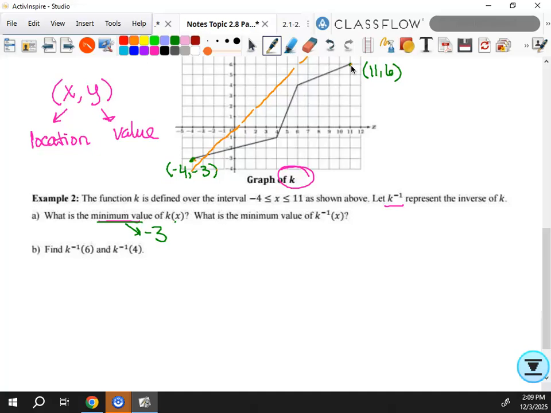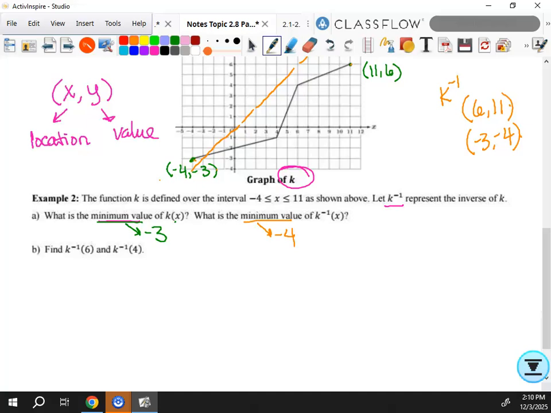So what we actually want to look at is take our maximum and minimum, and for k inverse, those points would be 6, 11, and negative 3, negative 4. And then I can tell by those actual points, I don't have to graph the whole thing, this would be my maximum value, this would be my minimum value, and that is negative 4. So in this case, was it as simple as switching those x's and y's? Yes, but it's not going to work exactly that way every time. And we'll look at one where it doesn't. But we good so far?